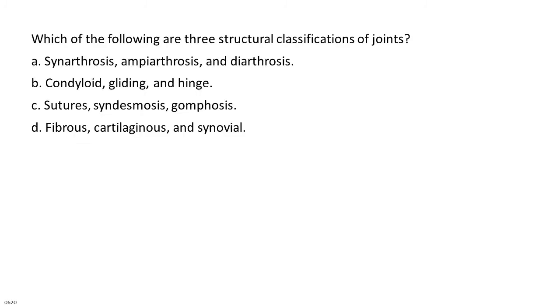Which of the following are three structural classifications of joints? A. Synarthrosis, amphiarthrosis, and diarthrosis. B. Condyloid, gliding, and hinge. C. Sutures, syndesmosis, gomphosis. D. Fibrous, cartilaginous, and synovial.